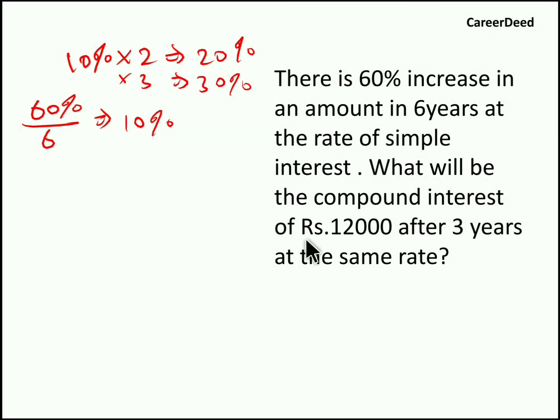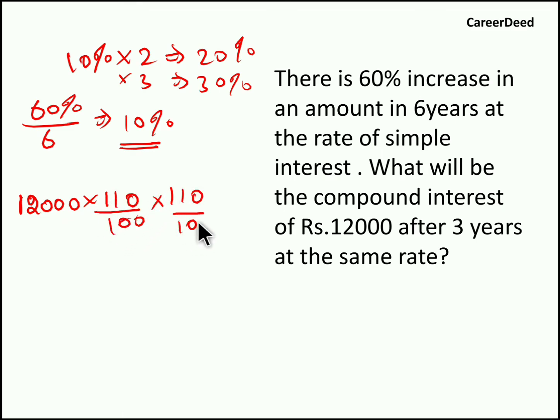In the second statement, we have 12,000 rupees, right? For the 12,000 rupees, 1 year interest is 10%. For that you have to pay 3 years total interest. So 12,000 rupees is the amount borrowed. For each year you have to pay 10%. So in this way you have to pay for 3 years. So 110 by 100 into 110 by 100 into 110 by 100. So when you solve it, you will get the total amount.